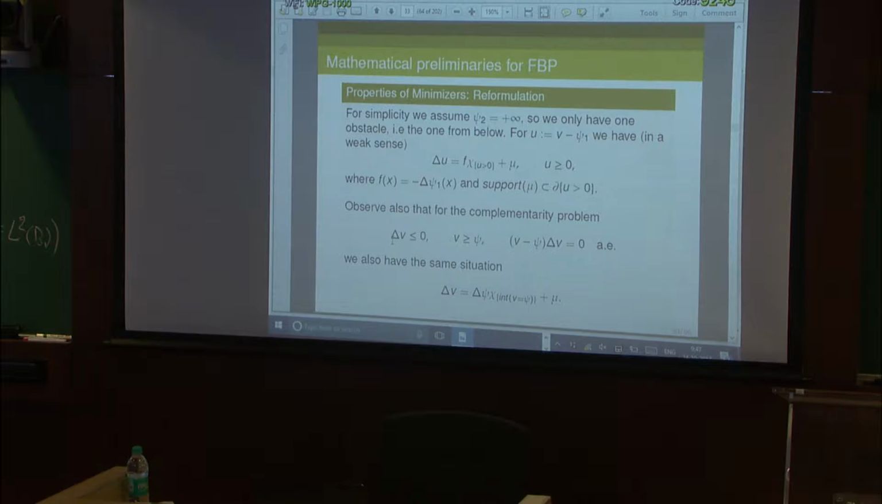Think of this, just for simplicity, think of the function which looks like this. 0, and then, so this is the function x plus. So Laplacian of this function is 0 on this side. It's 0 on this side. But exactly here, it is going to be a measure. It is the Dirac mass. And this is also something like that.